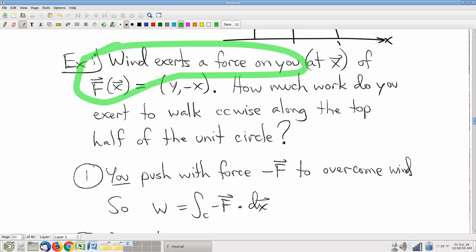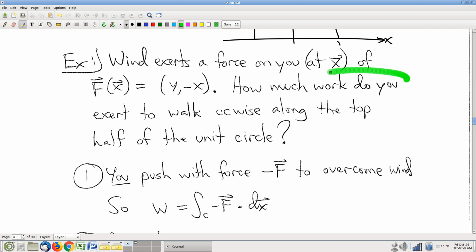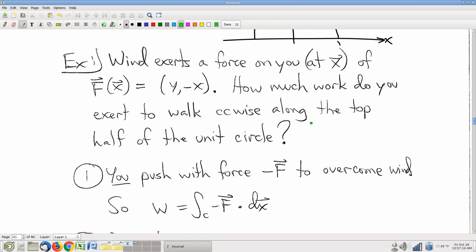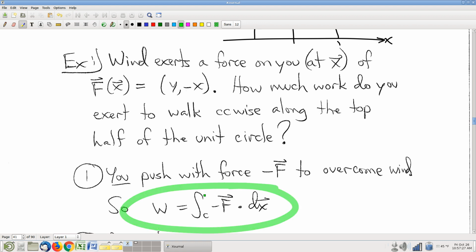So since the question was how much work do you exert, how much work you exert relates to how much force you are pushing with. And so you need the negative of the given force. Is everybody on board with that? It's a little physics thing there. Okay, so be careful with that. So here's the force that I'm applying. It's negative F. But other than that little twist, work is a vector line integral of force dot dx, just like it was in our developing example. Everybody good so far?